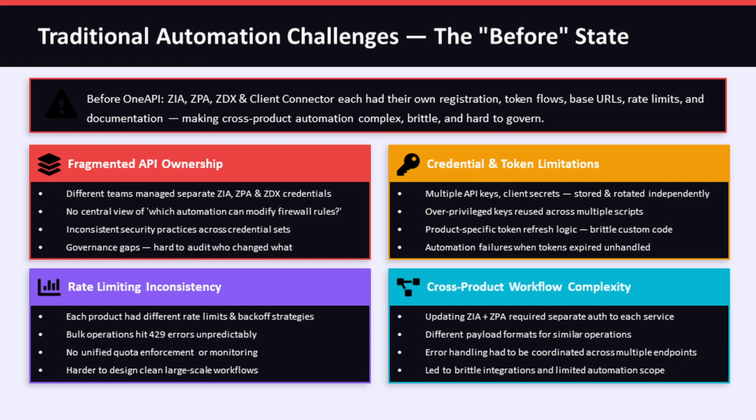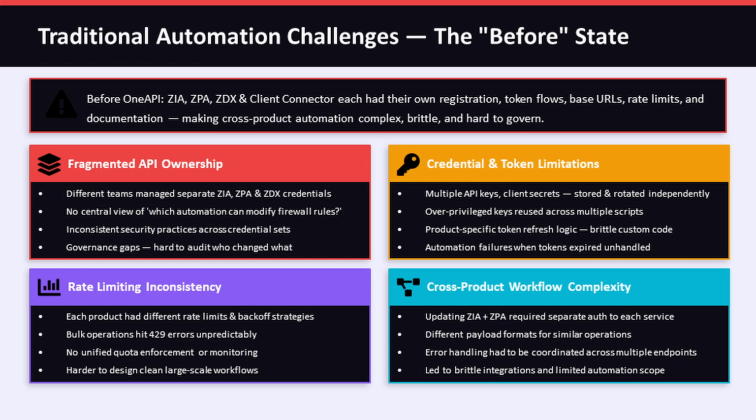Second, credential and token limitations. Managing multiple API keys and client secrets across products meant each had to be stored, rotated, and scoped independently. In practice, this led to overprivileged keys reused across scripts, because creating properly scoped credentials was complex, and to automation failures when product-specific token refresh logic had bugs or wasn't implemented at all.